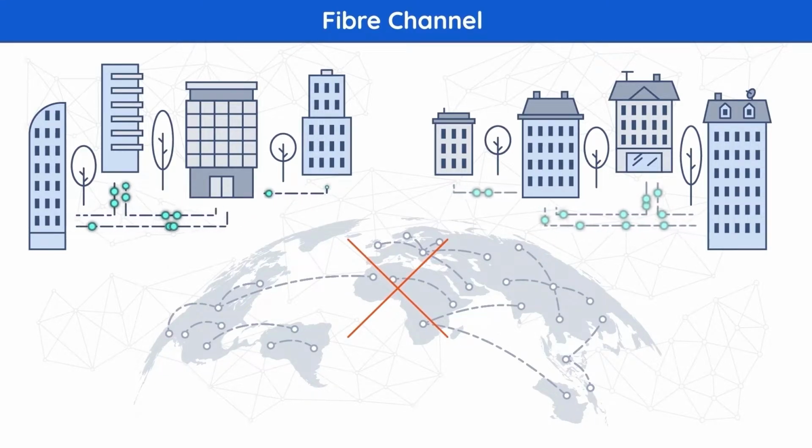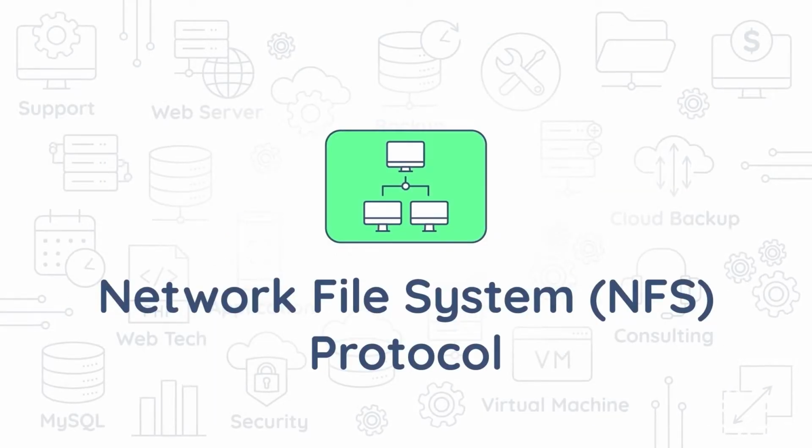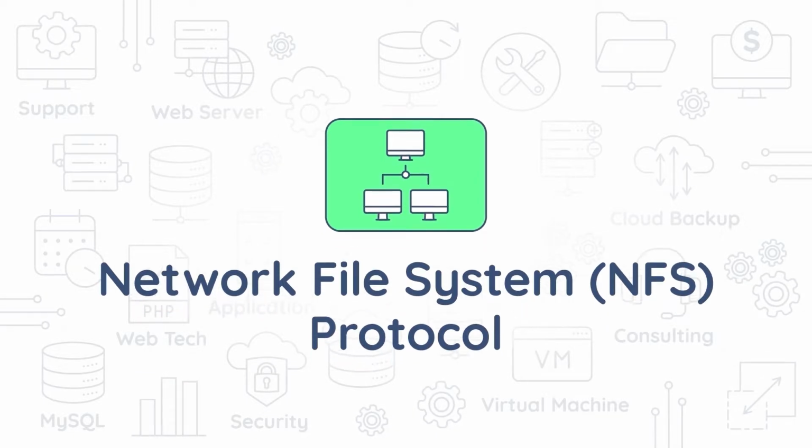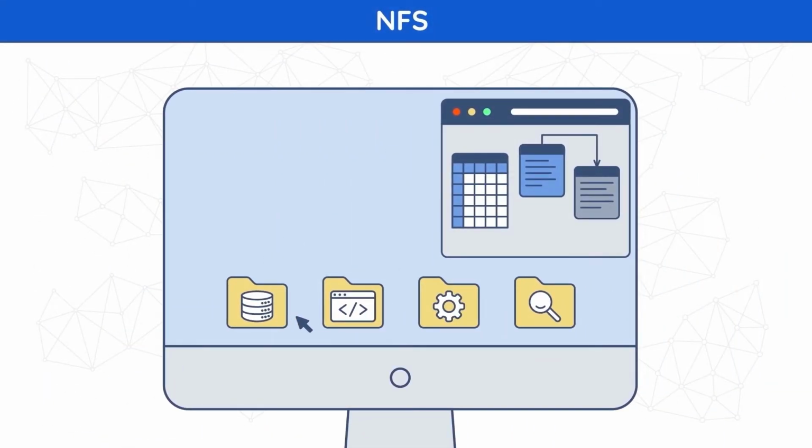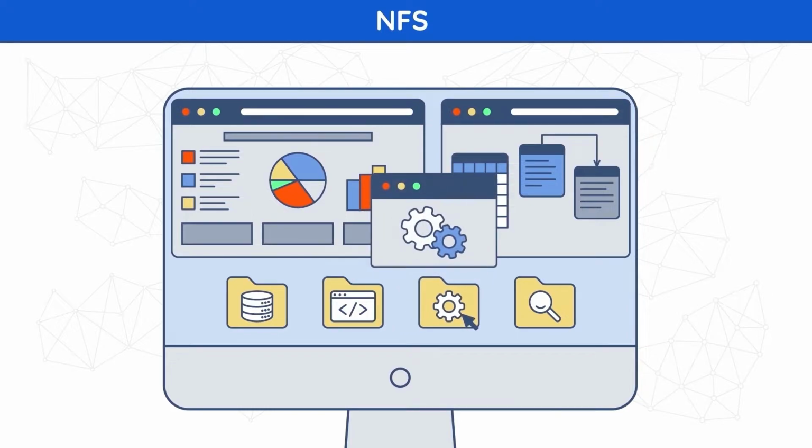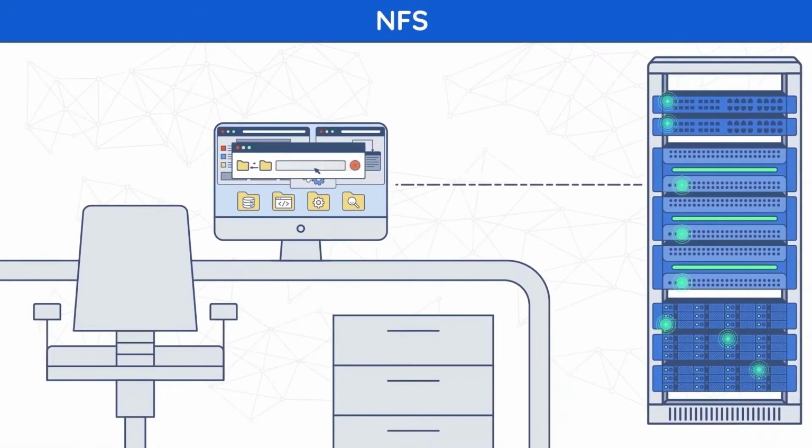Now that we're done with iSCSI and Fibre Channel, let's move further to other types of protocols that work on the file level. Network File System protocol, or simply NFS, pretty much explains its goal: to allow users on client computers to access files on a remote server over a network. Basically, the server implements an NFS daemon process to make data available to clients.